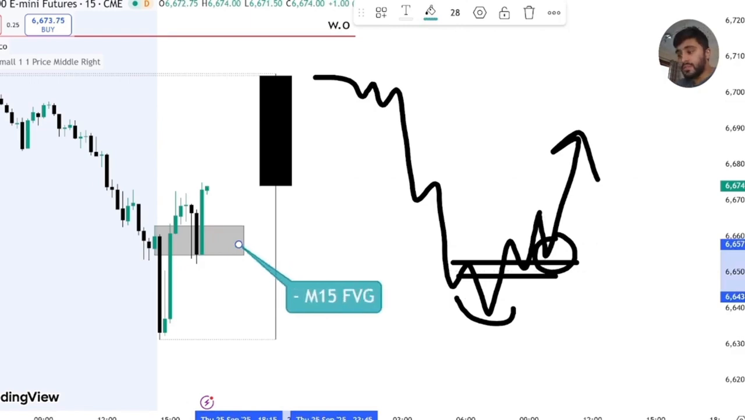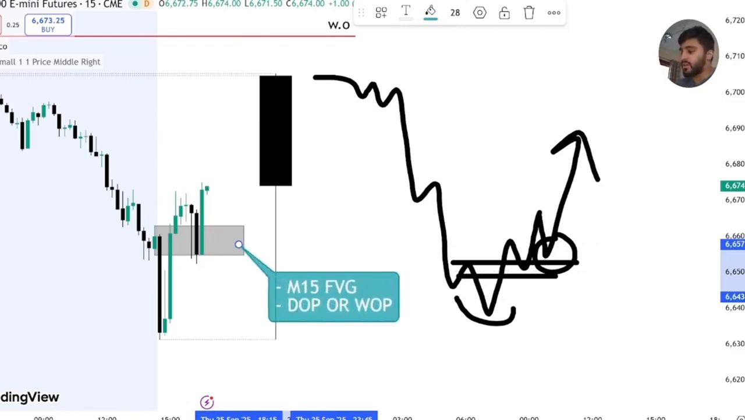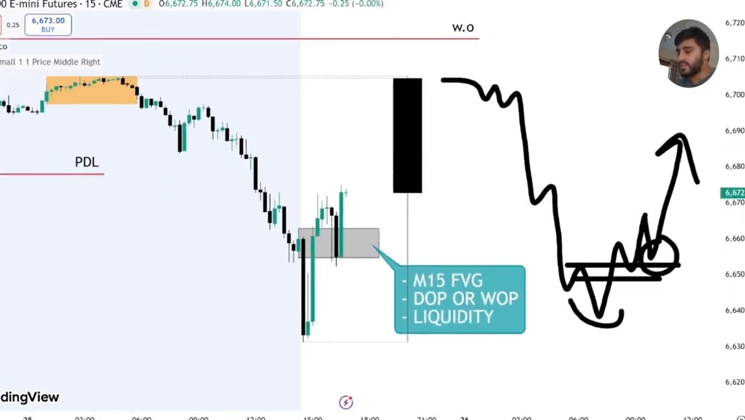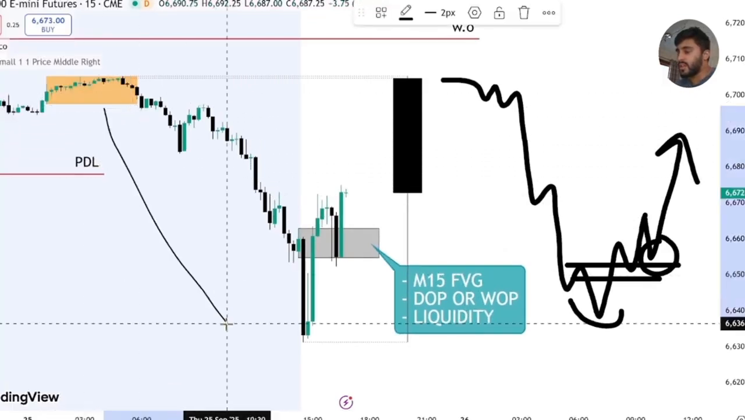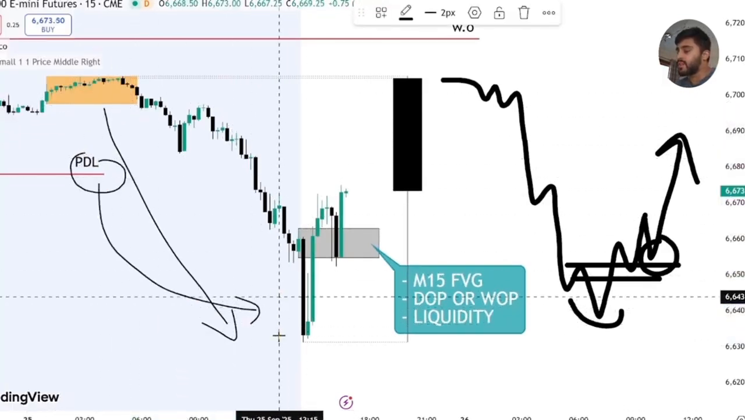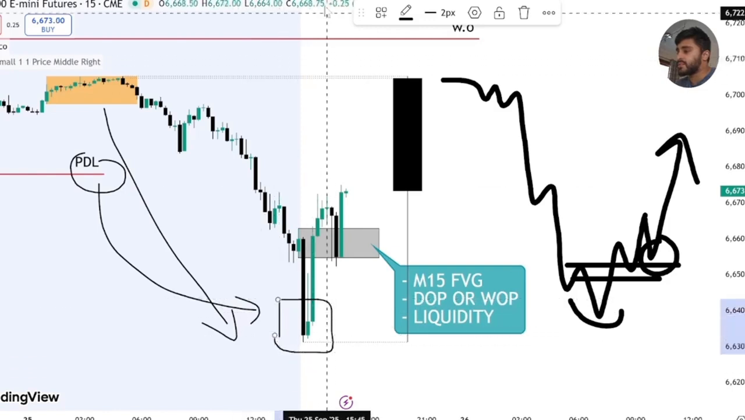We're looking for a 15-minute fair value gap. We want to be below the daily opening price or the weekly opening price. And we want to have taken out some kind of liquidity, right? Liquidity isn't a must, but it's definitely a good confluence. In this case, we have two spots of liquidity: Asian range taken out, previous day low taken out. So we have both of these liquidity areas over here.